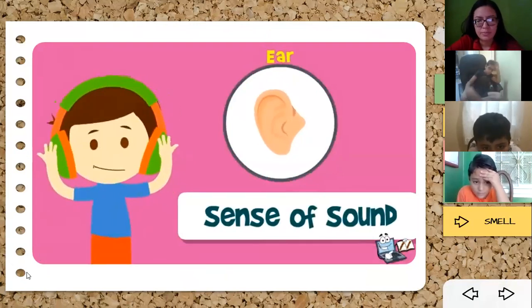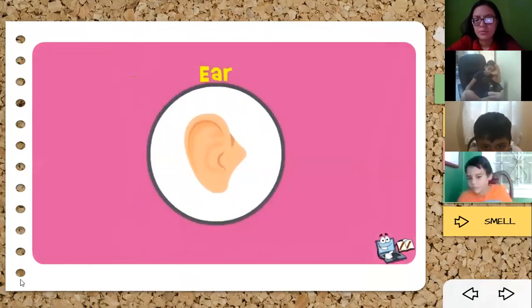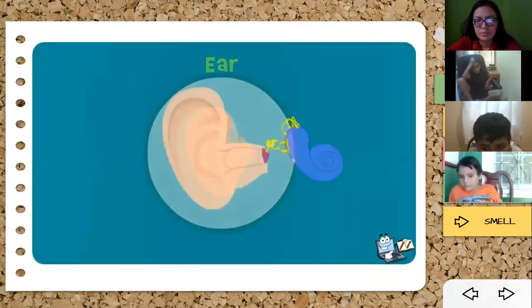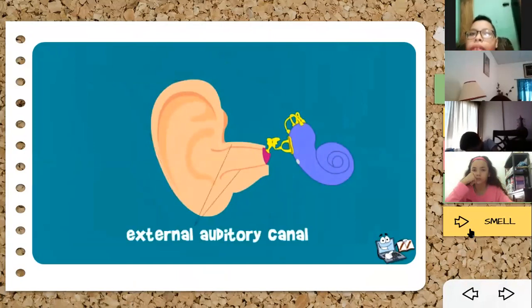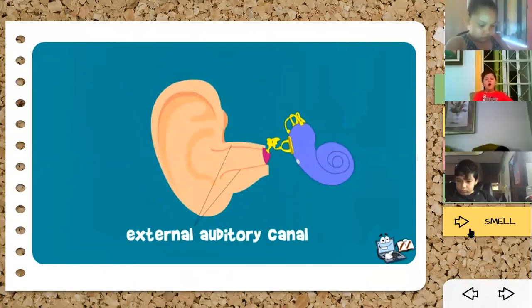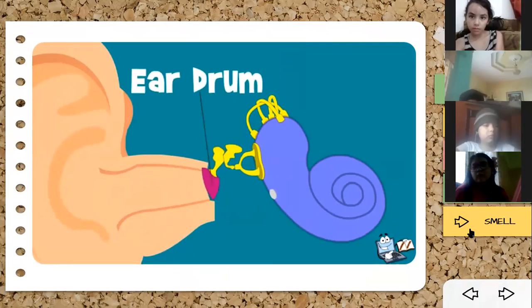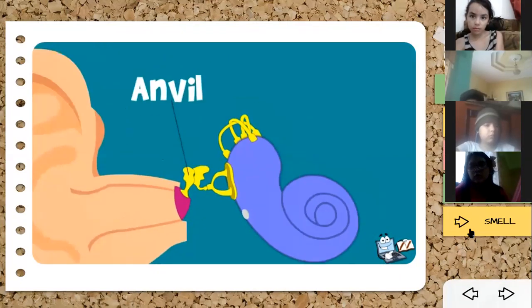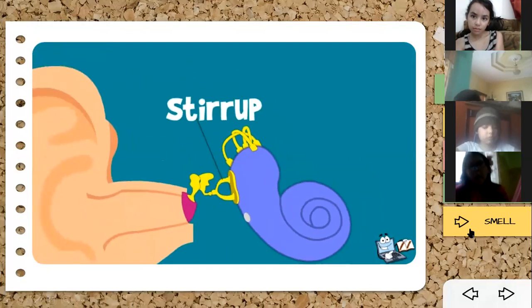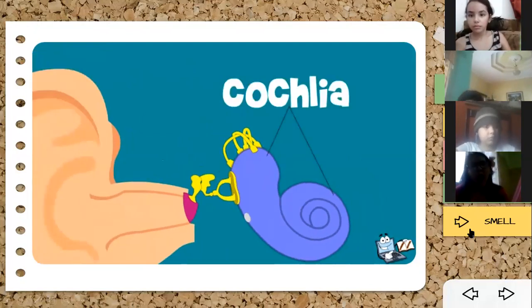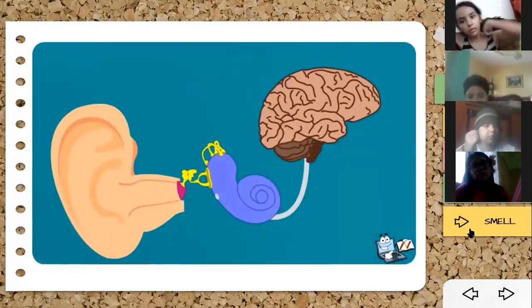Now, let's learn about the sense of sound. The organ that is used to sense sound is our ears. Let us first understand the structure of ears. Look closely. This is the outer part of the ear called pinna. The canal-like structure is called the external auditory canal. Here is a membrane known as an eardrum. There are 3 small bones, the anvil, hammer, and stirrup. Together, they pass vibrations to the cochlea, a spiral-shaped fluid-filled structure in the ear. It is lined with cilia, which move when it vibrates. This vibration creates nerve impulses, and thus we hear sounds.